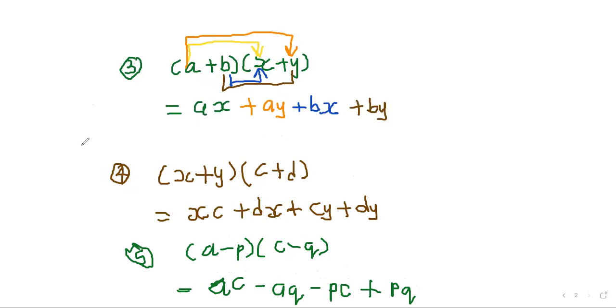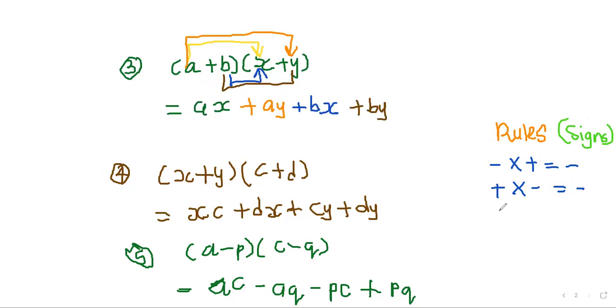If I were to show you the rules of signs, you must know this, because if you know this, then you're on the safe side. When I speak about rules of signs, for example, negative times positive is going to be negative. And if you're having positive times negative, the answer is going to be negative. And positive times positive, the answer will be positive.